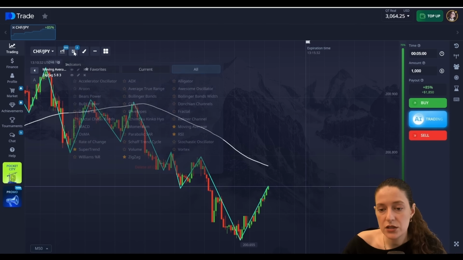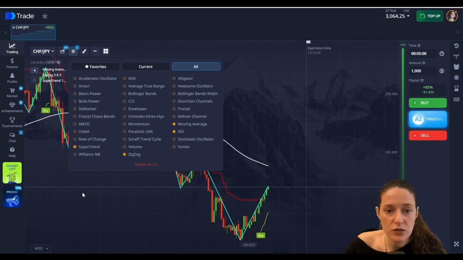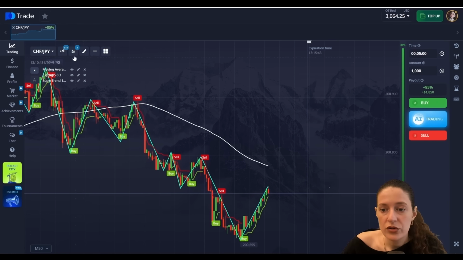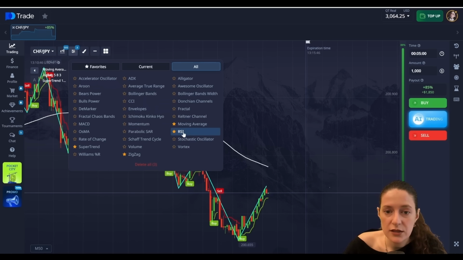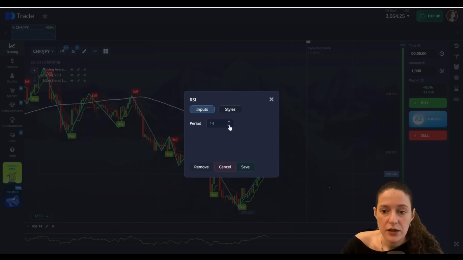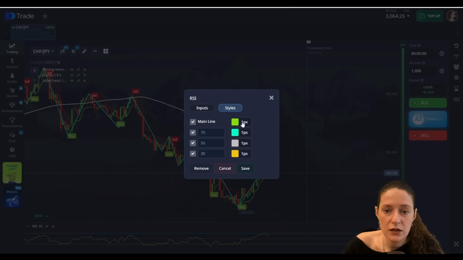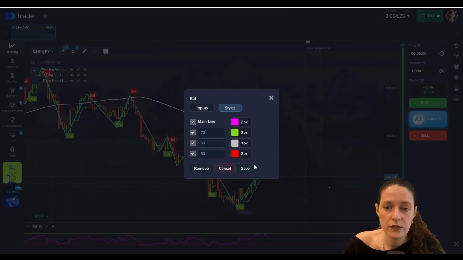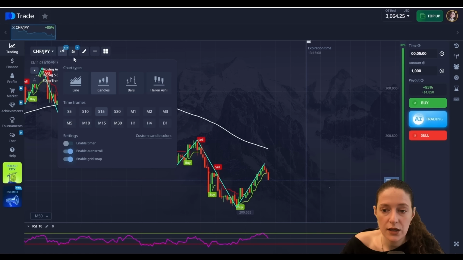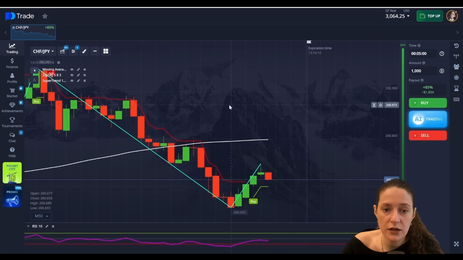The third indicator is very useful in the method. It's SuperTrend with the periods of 10 and 1. The fourth and final indicator in the method is the RSI. I set the period to 10. Colors are pink, maybe green, gray, and red, and save. Then I set 1-minute regular candles, and the position opening time will be 3 minutes.